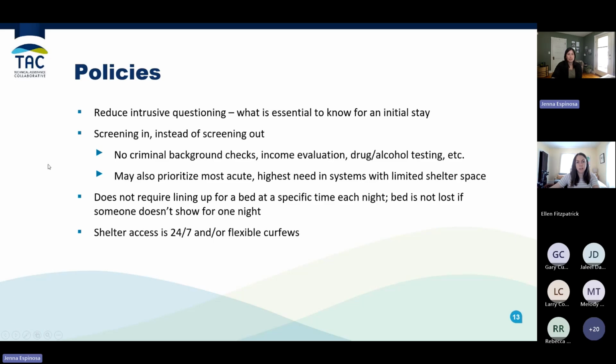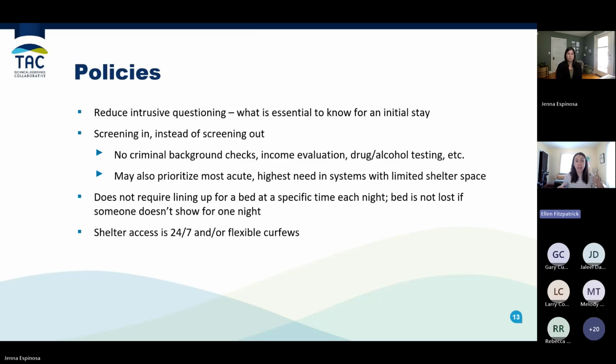Any questions about these? Jenna, can I share an example, just an additional thought? Yeah. Reading that bullet related to curfews, I'm reminded of an organization I was working with once, a youth shelter, and they were really proud of the fact that they had flexible curfews for young people, which is amazing.